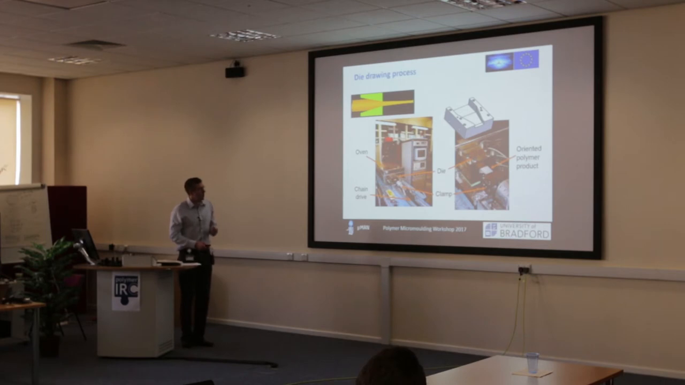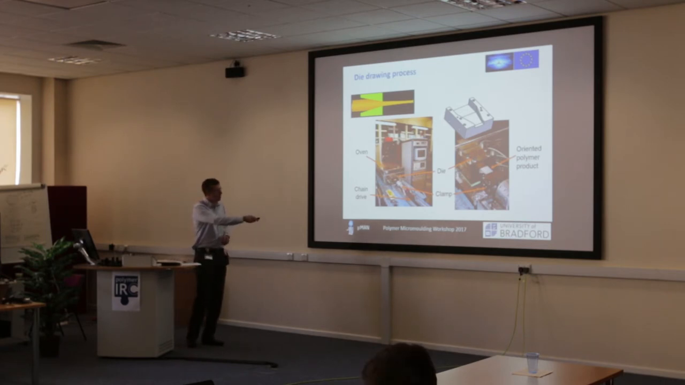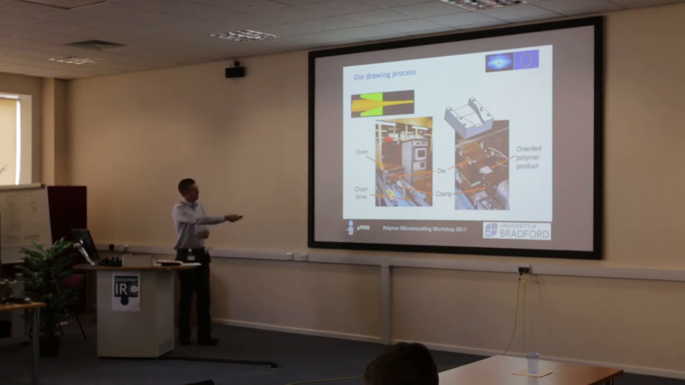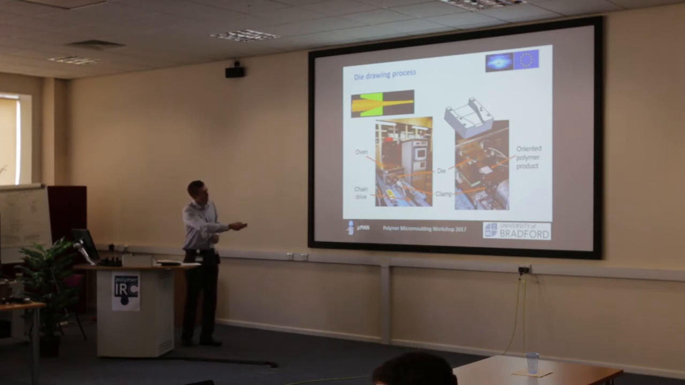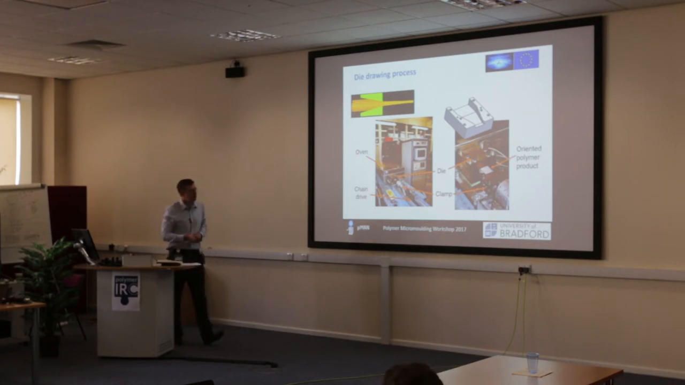So this is some of the equipment that we do our die drawing on at a slightly larger scale. So we have a big motor which is connected to this chain which pulls the material through. This is the oven where the material is heated up to a temperature where we can draw it. That just shows it exiting the die there. So it's clamped on high force to a motor. The motor connects to a chain and pulls the material through the die.